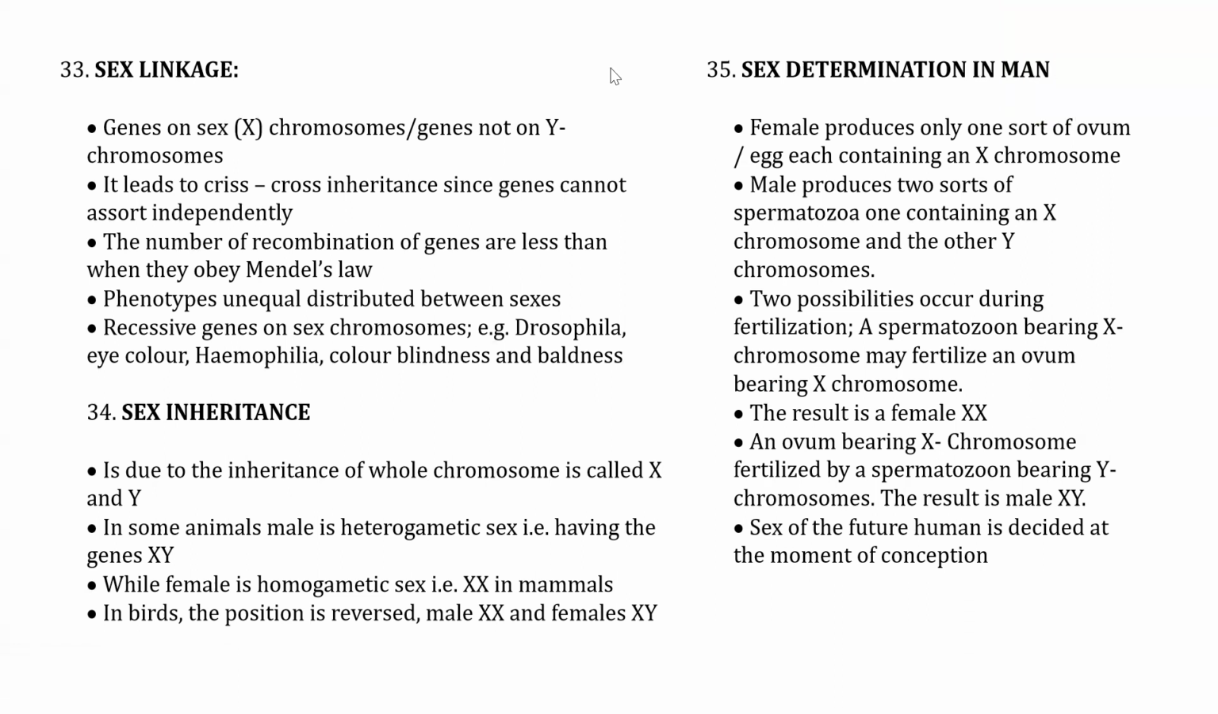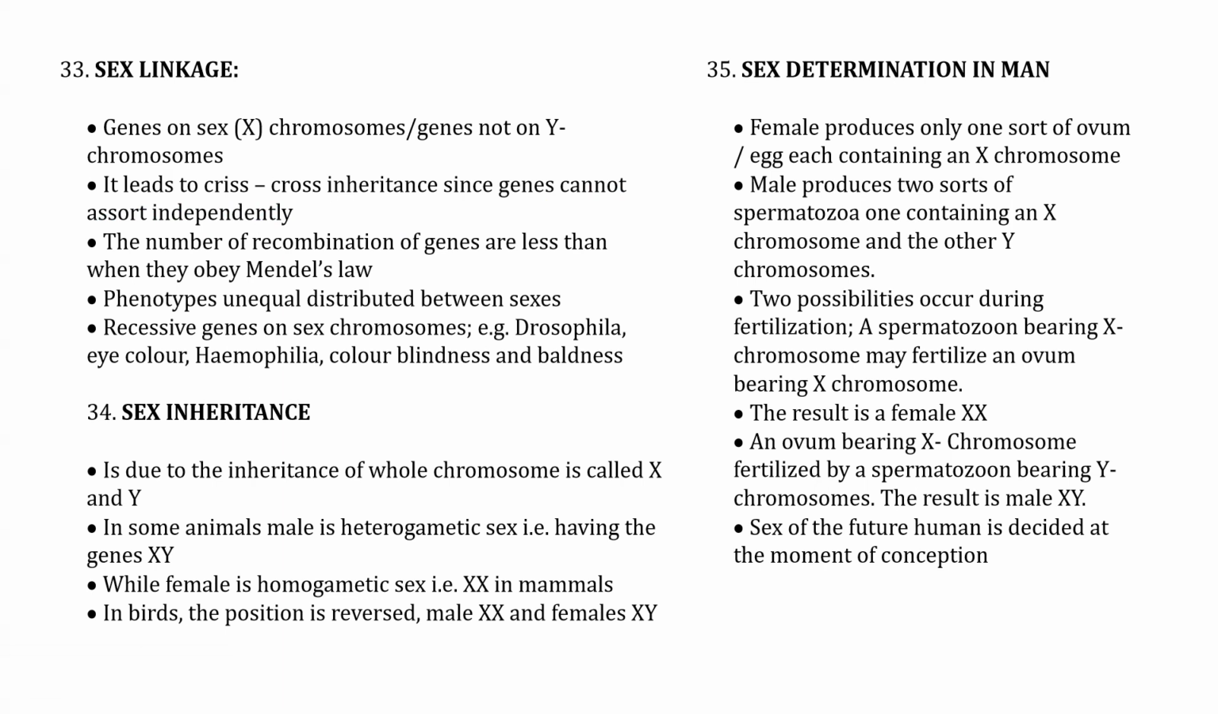Okay, so sex-linked genes on X chromosome, genes not on Y chromosome. I just explained that you always see them on X chromosome. You don't see them on Y chromosome because Y chromosome is assumed to be what? Empty. It does not allow anything on it. It leads to crisscross inheritance since genes cannot assort independently.